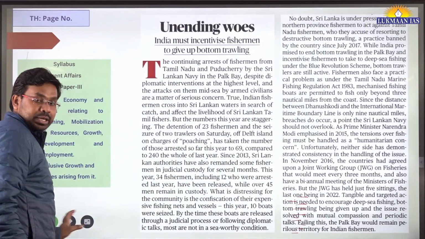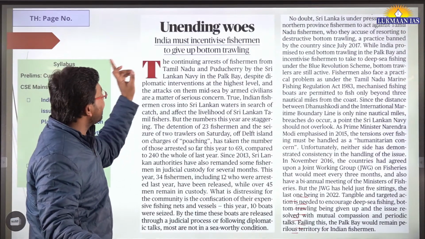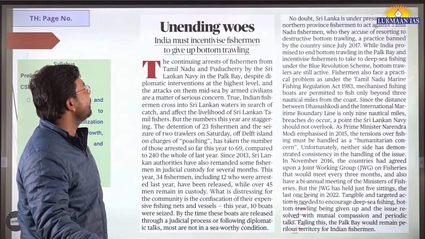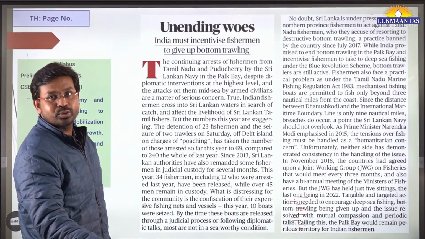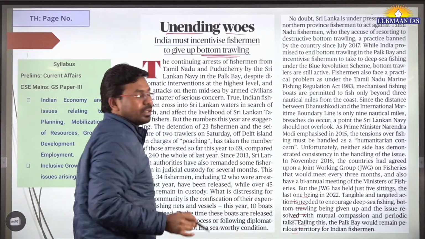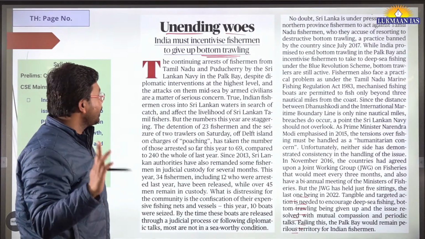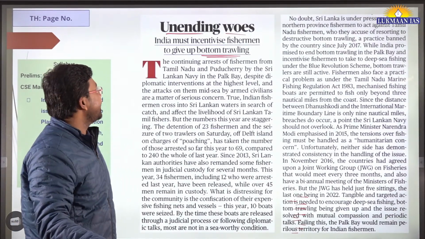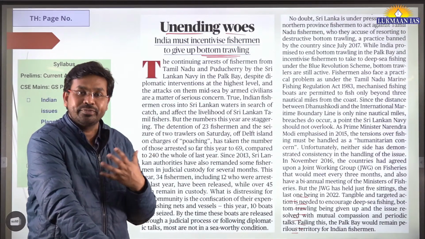Now we have another article. It says: unending woes, India must incentivize fishermen to give up bottom trawling. This topic is important under 2 headings. One is India-Sri Lanka relations. The second aspect is the issue of the fishermen.